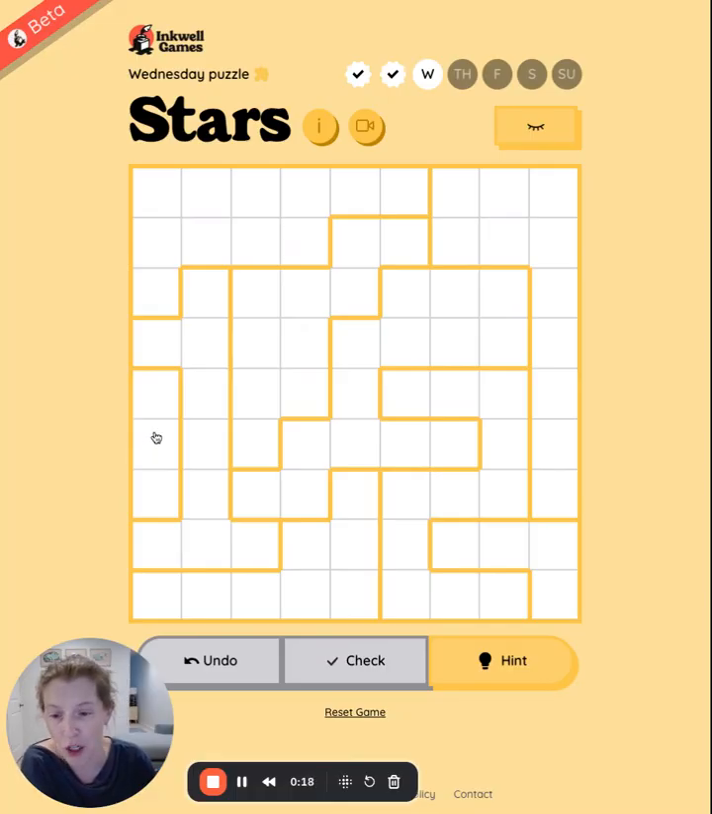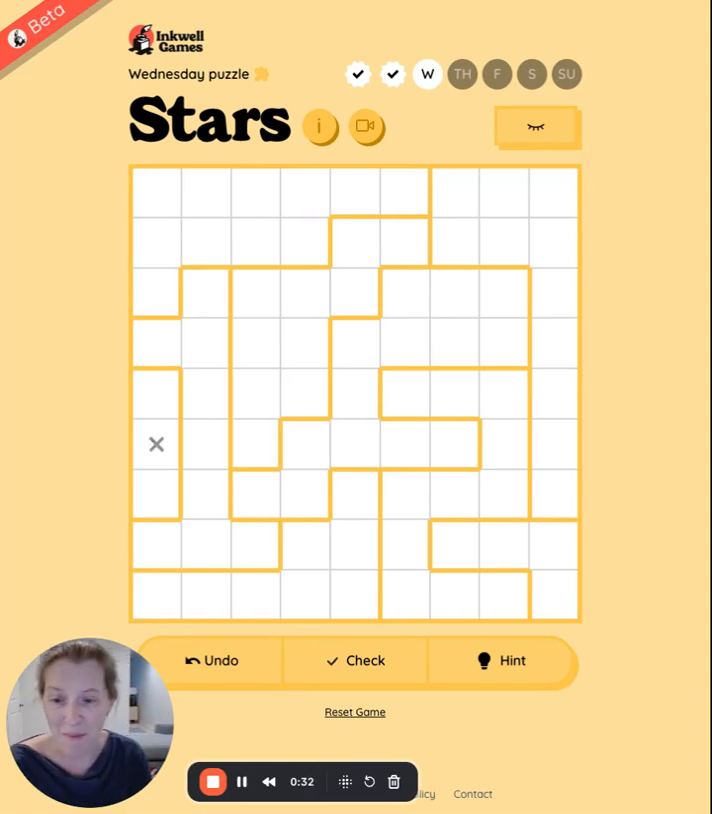If I were to place a star here, I realize that there's no other spot in this region that I could place a second star without it touching that first. And so what that tells me pretty quickly is that this cell actually can't be a star. So I'm going to mark it with an X. A lot of solving these games is actually identifying where stars can't go to then tell you where they can.